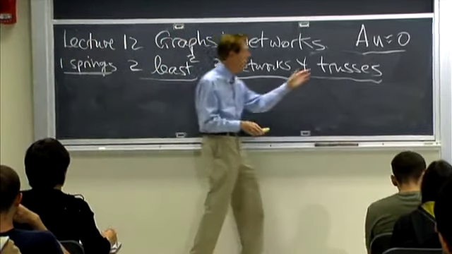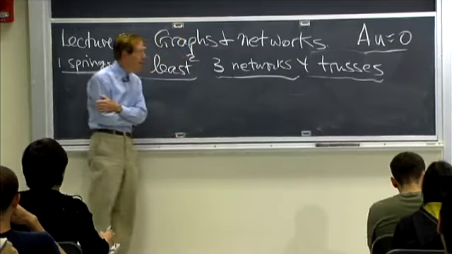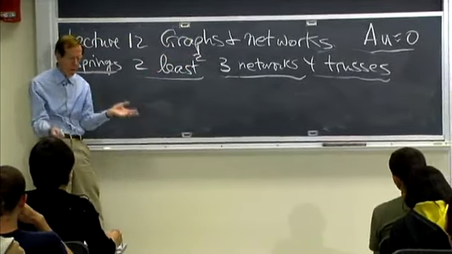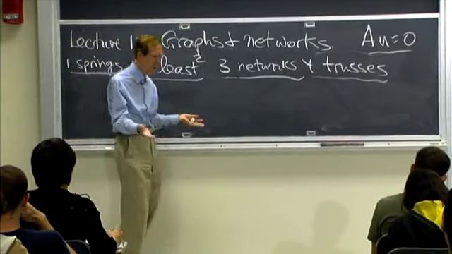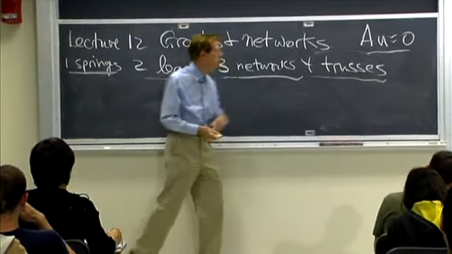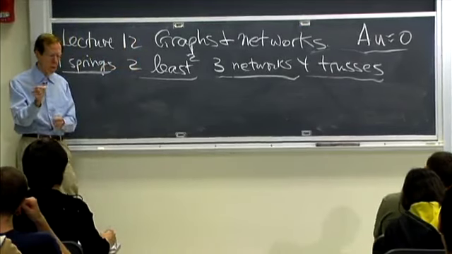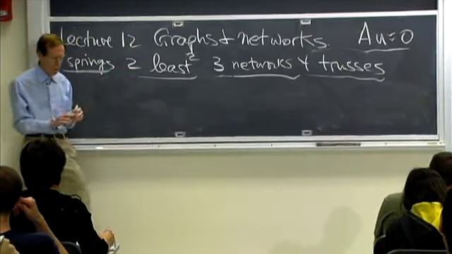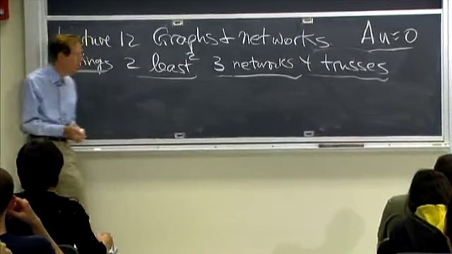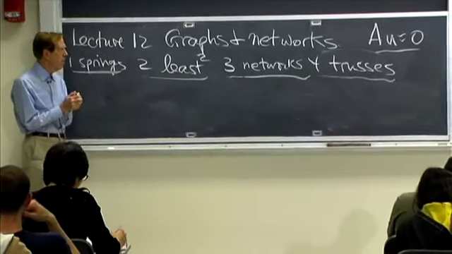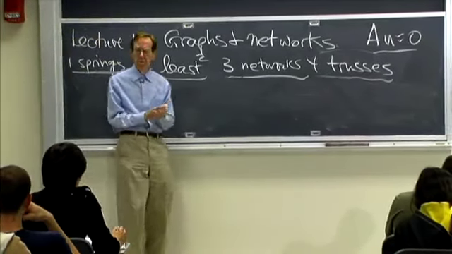And as you'll see with trusses, depending on the truss, there could be more solutions. And if there are more solutions, that's when the truss collapses. So trusses need more than just a single support to hold up a whole truss. Okay, so that's the Au equals 0. Now we're ready for the lecture itself.